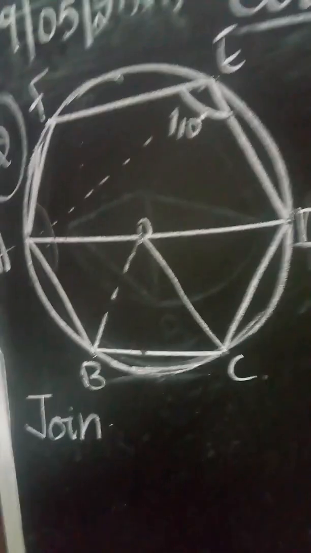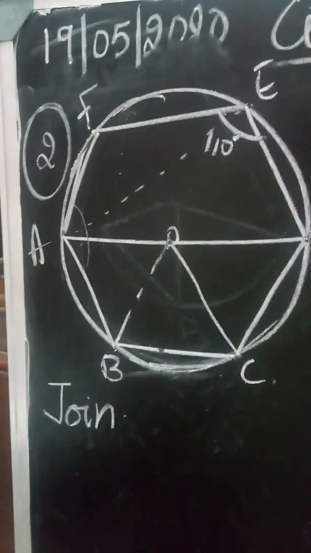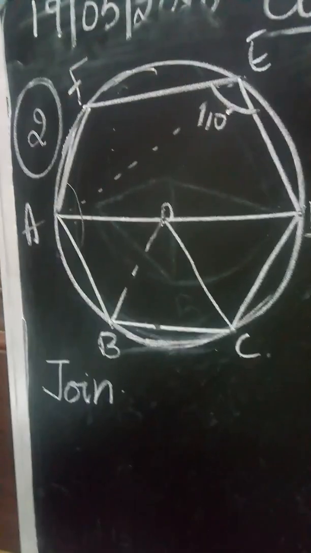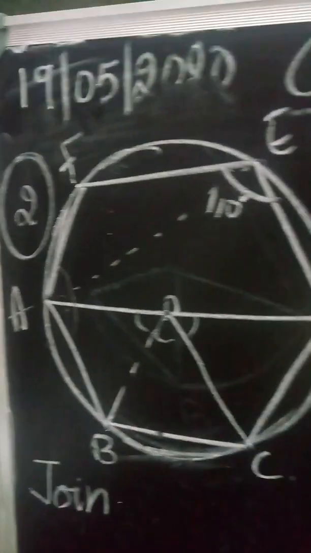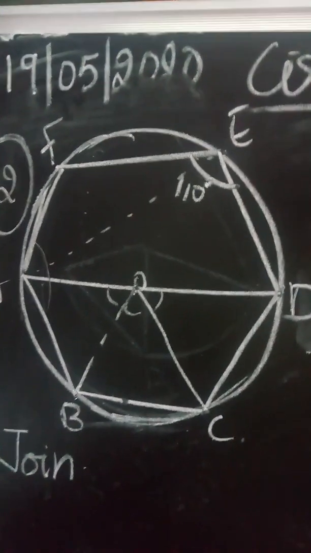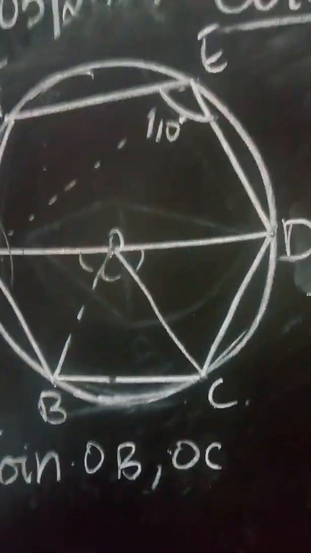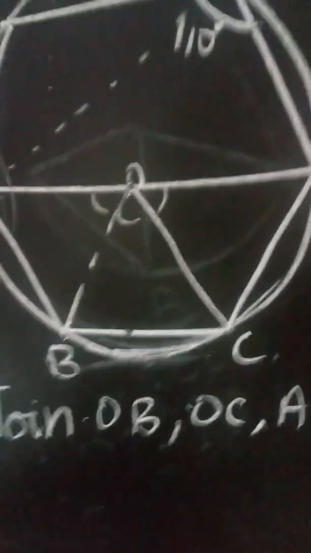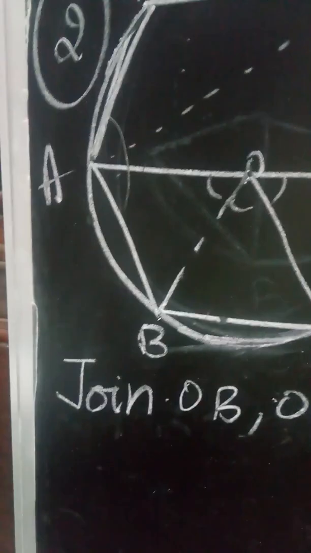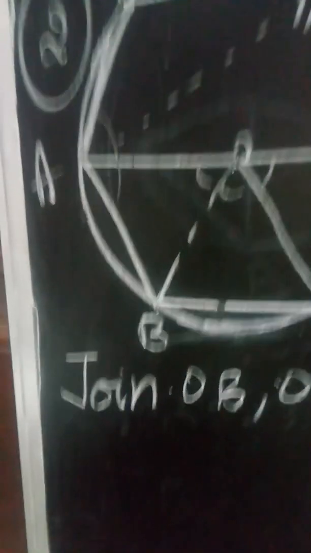Now AOD is a straight line. It's a diameter and it is a straight line. Now these three angles are equal. The three angles are equal. That means what? Here you should give reason. Now first join OB, OC, and then we need to join AE for proving purpose. Next we have to find the angle at the center.